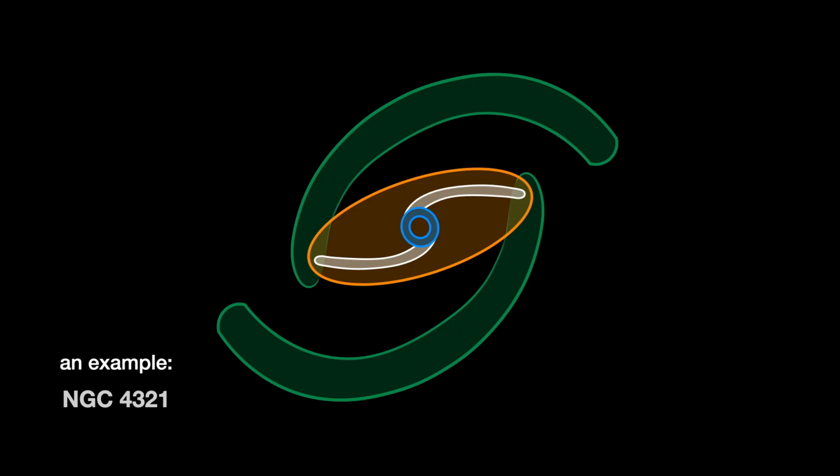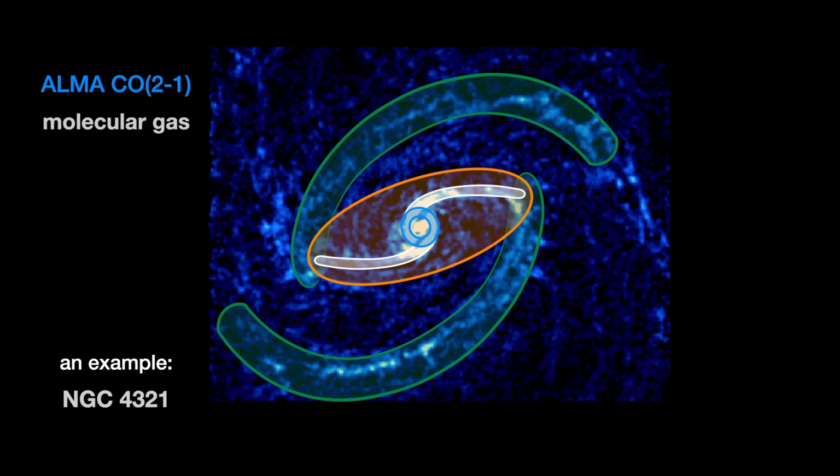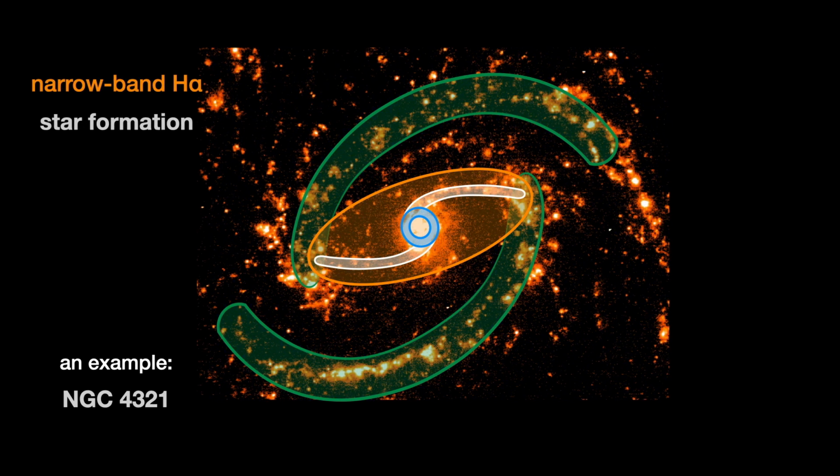Let me show you another example to illustrate a little bit better these masks. This is the environmental mask for NGC 4321, where I have also identified the prominent bar lanes. This is what it looks like on top of the molecular gas distribution, and this is the result of overlaying it on top of the star formation rate map.